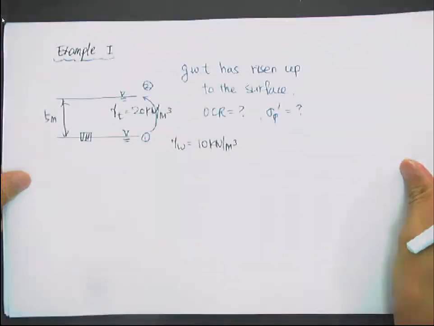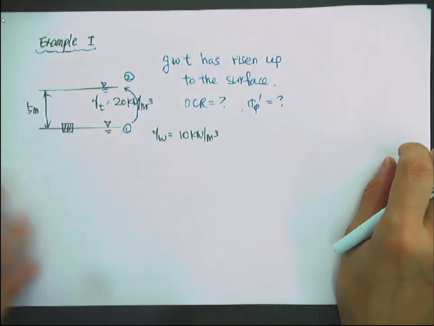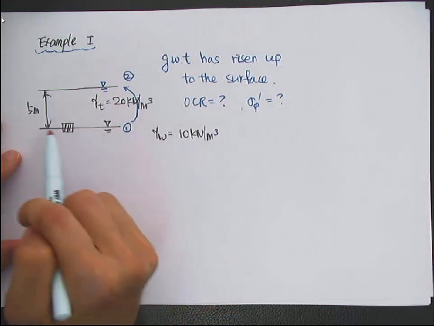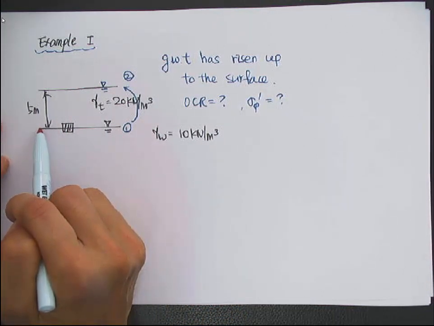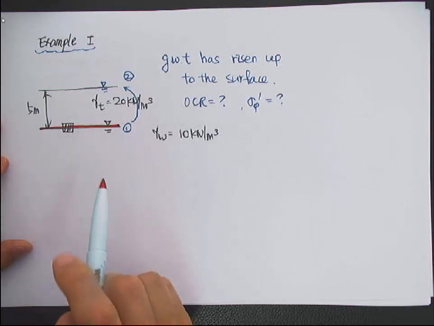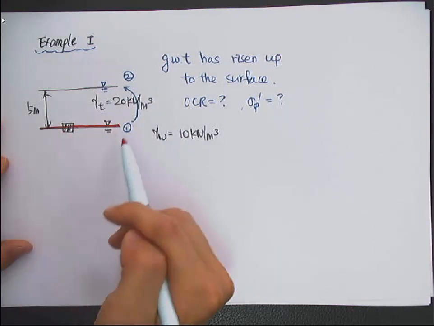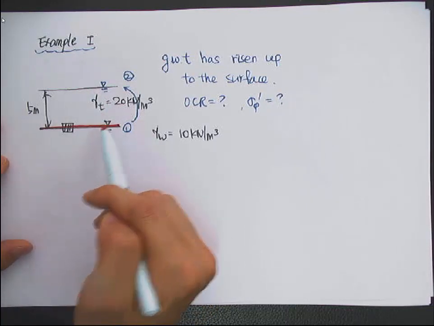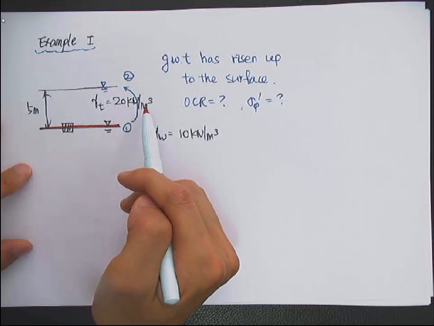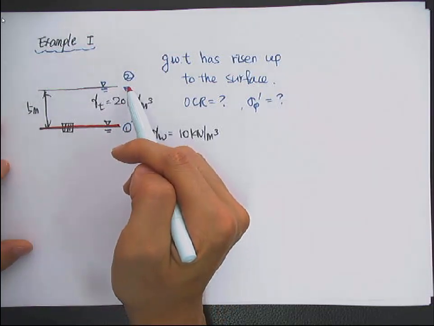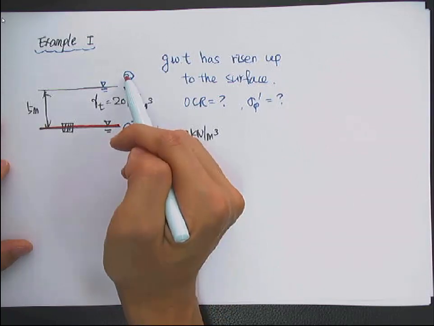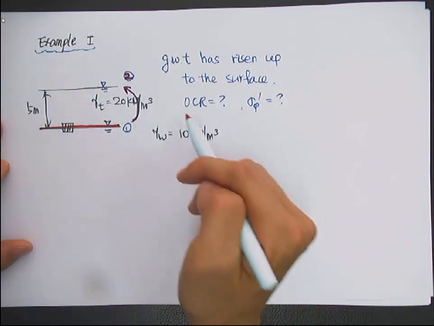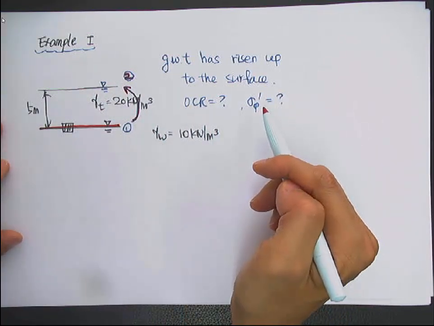Okay. Let's solve the example. So initially, the groundwater table is located here, 5 meters deep, and at that time the total unit weight of the soil is 20 kilonewton per cubic meter, and at some point the groundwater table has risen up to the ground surface, to position 2 here. And then what will be the OCR value and the sigma p prime?